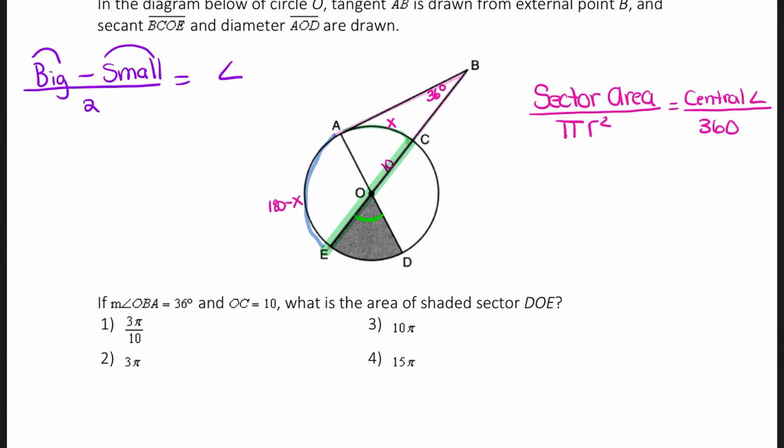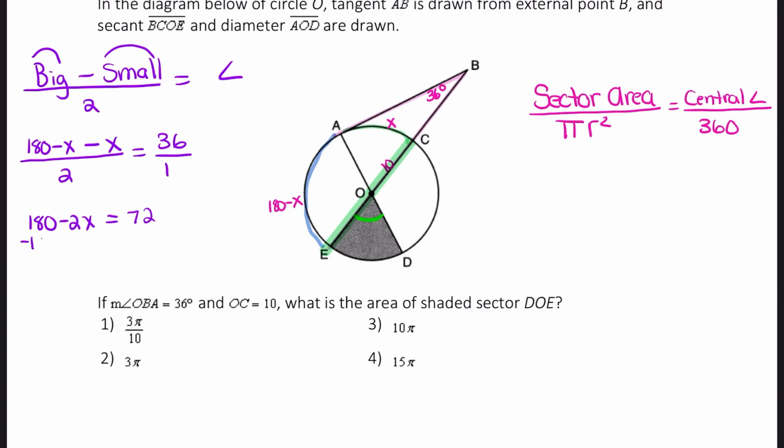Complicated, right? So if I do the big minus small, it's 180 minus X as my big arc, and then minus X, my small arc, divided by 2, and that equals 36. This is the hard part, people. And if I put that 36 over 1 and cross multiply, I end up with 180 minus 2X equals 72 degrees. And then I can work backwards.